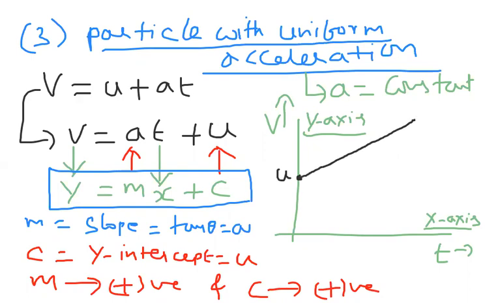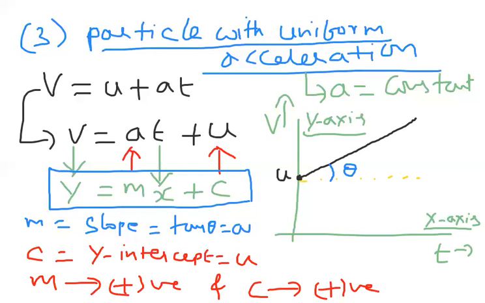Positive slope indicates that with respect to time, velocity is increasing. As time is increasing, the velocity value is also increasing. That means as the x-axis value increases, the y-axis value also increases. This is the y-axis, this is the x-axis. The y value means velocity, and velocity is increasing with respect to the x-axis. This is the angle theta. The slope is now positive. Slope is nothing but tan theta, which is nothing but acceleration.